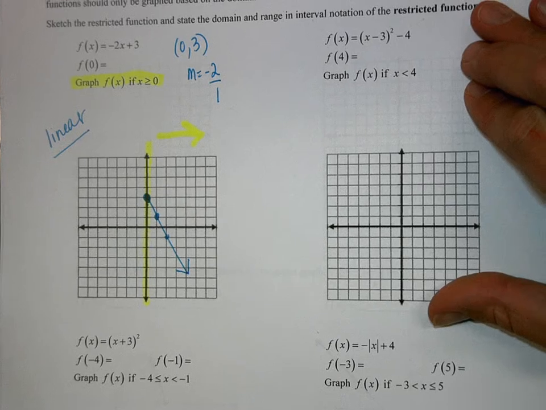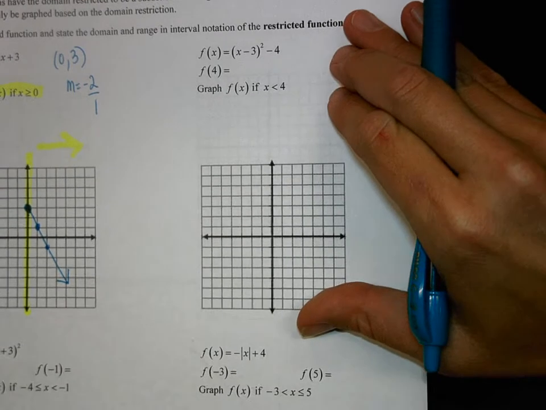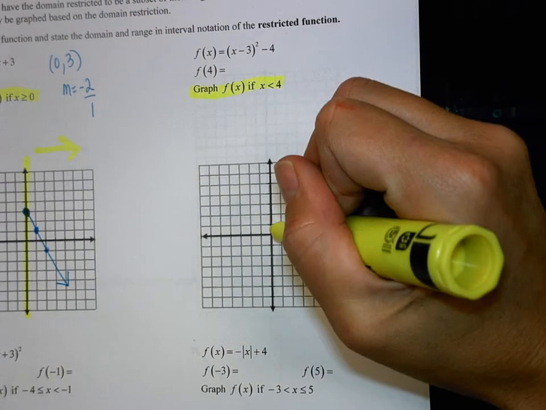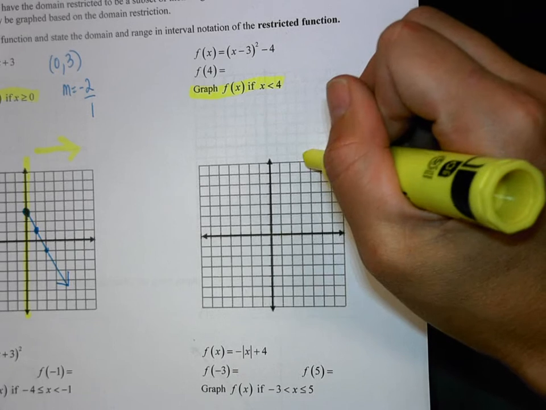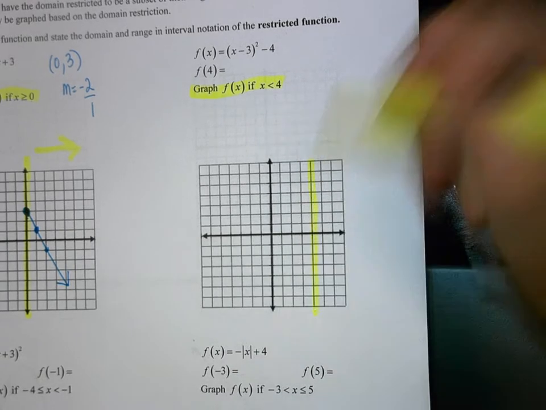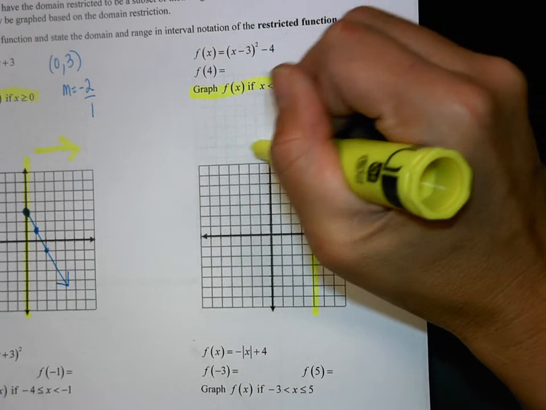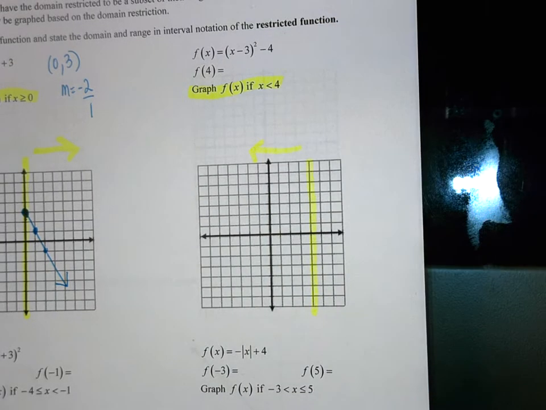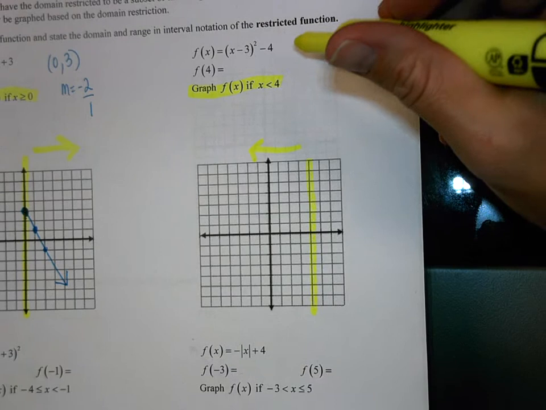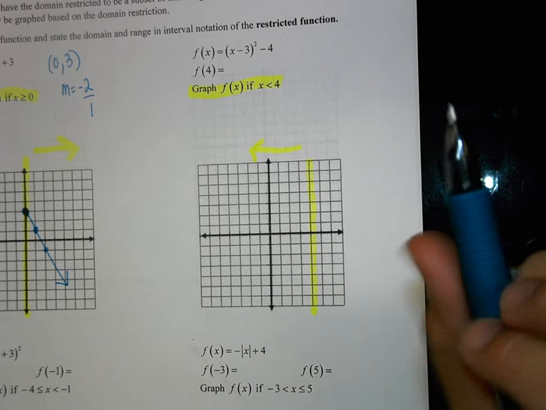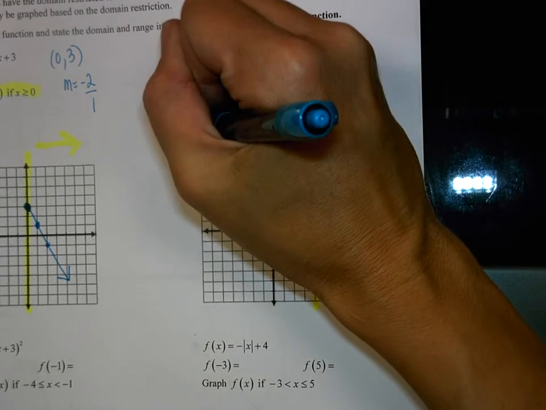On this one, where is my restriction? 4. So we are going to go to the graph real quick, and at 4 we're going to go right 1, 2, 3, 4, x equals 4, and it's saying less than 4. So on this one we are only going to graph stuff to the left there, because those are the values that are less than 4. Okay, what type of graph is this going to be? Very good, it is going to be quadratic.